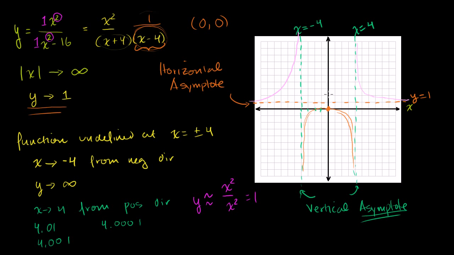We would approach that line up there. If it was a negative 2, our horizontal asymptote would be y is equal to negative 2. So that's how you identify the horizontal asymptotes, where you have the same degree in the numerator and the denominator.